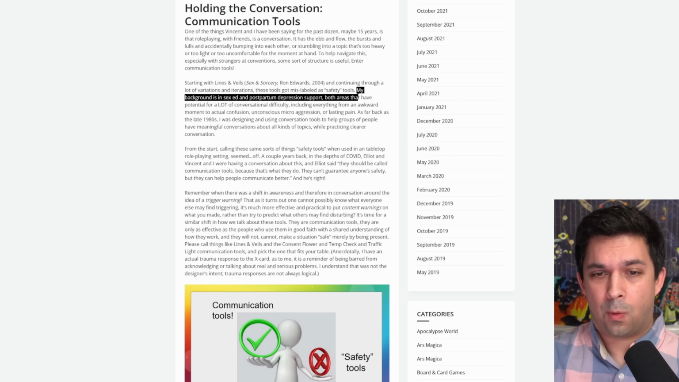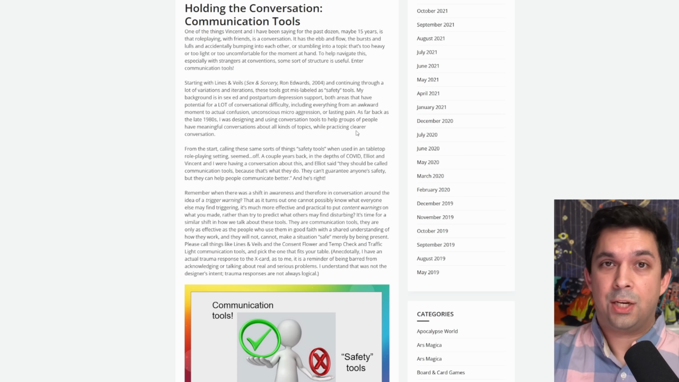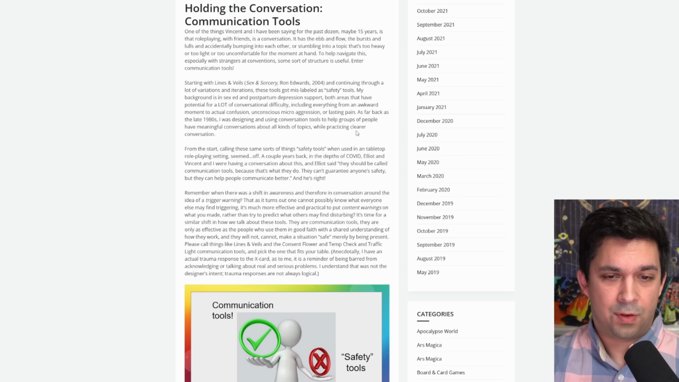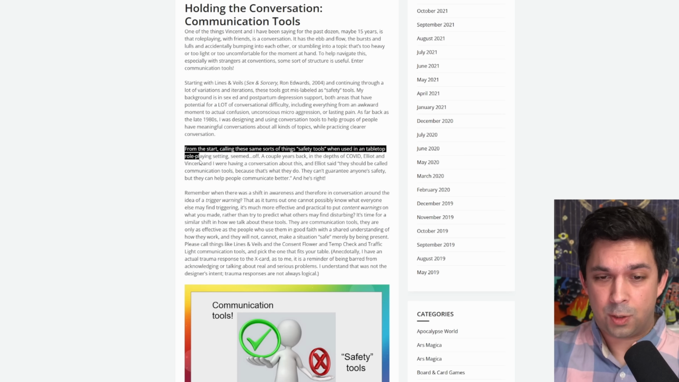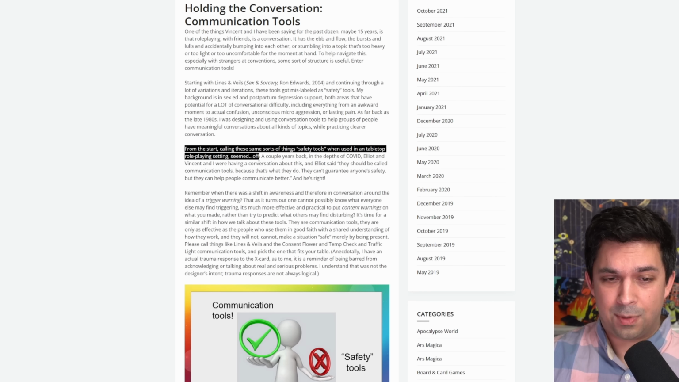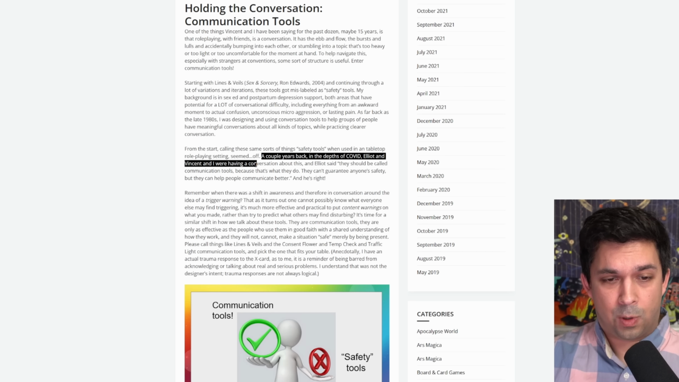She talks about how outside of role-playing games, she works in a lot of areas that have a lot of conversations about intense topics. So having these sorts of tools to communicate more clearly were really helpful. From the very start, calling these same sorts of things safety tools when used in a tabletop role-playing game seemed off.